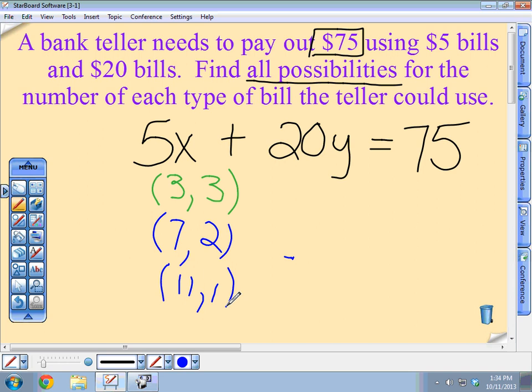I'm sorry? 15 times 0. Okay. 15 times 5 is 75 and 0 20s. Yes, very good. She could give you 15 5s and no 20s. So you could get 4 answers. Gold star.